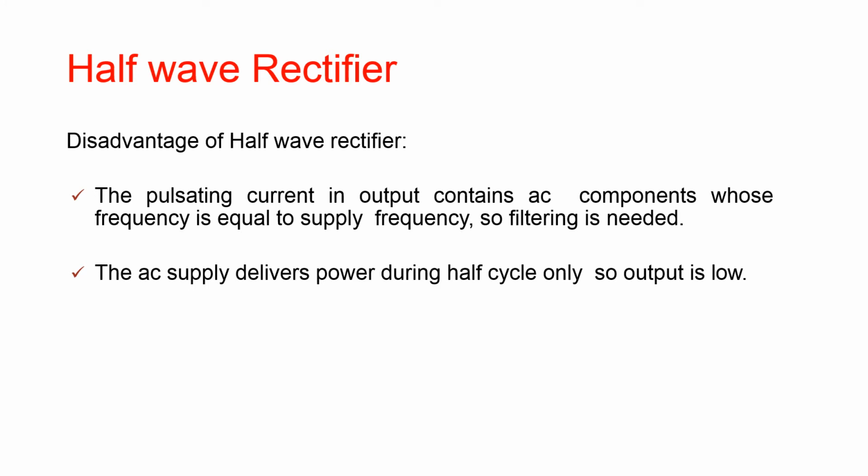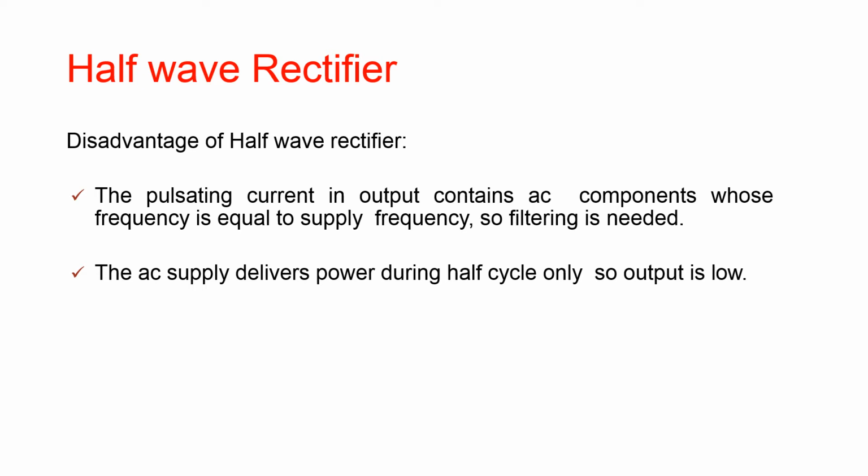What are the disadvantages of half wave rectifier? As we have already seen, the output will have only one half of the AC signal, meaning the rectifier can convert only one half of an AC signal into DC. So the pulsating current in the output contains an AC component whose frequency is equal to the supply frequency, and for that reason you need filtering.